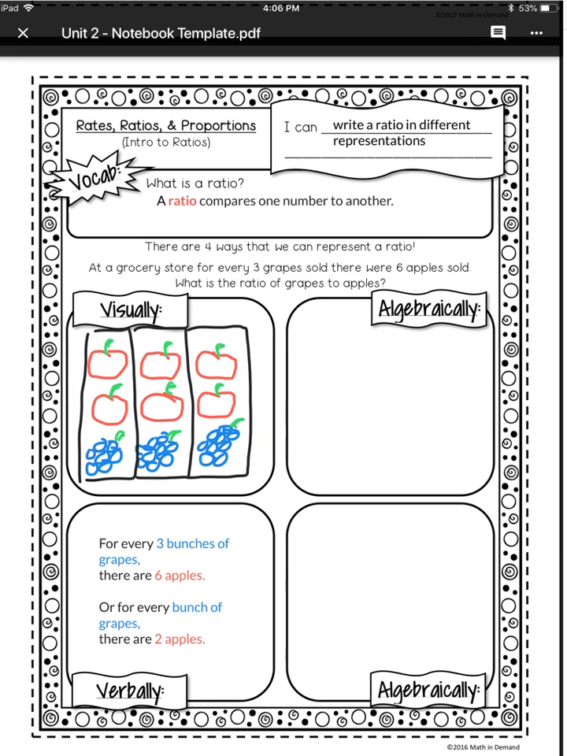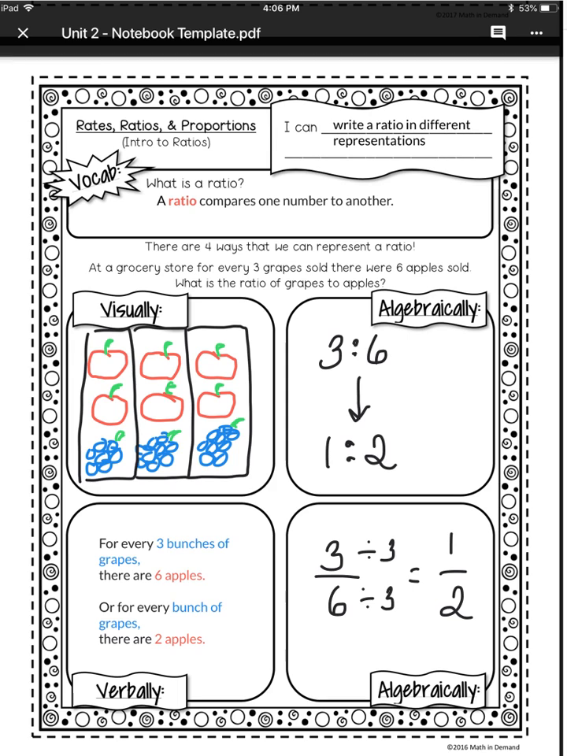Verbally, we can say for every 3 bunches of grapes, there are 6 apples, or for every bunch of grapes, there are 2 apples. Algebraically, we can do 3:6, and we can simplify that by dividing both numbers by 3, and we would get 1 to 2. Or we can write it as a fraction, 3/6. We can simplify that fraction by dividing the numerator and the denominator by 3 to get 1/2.